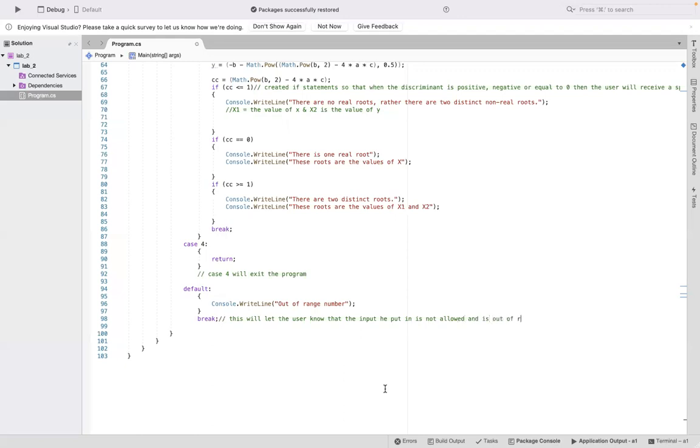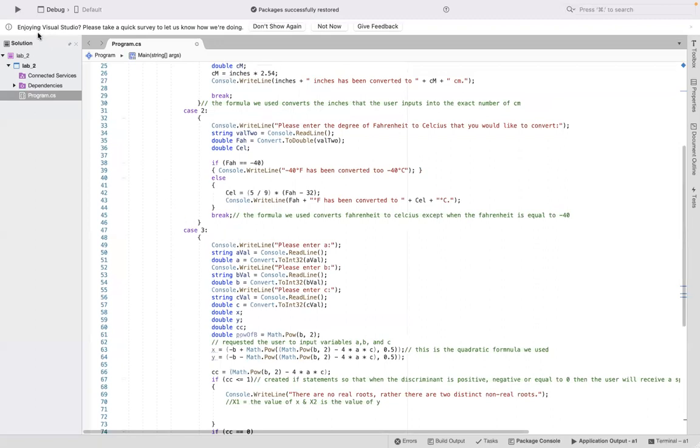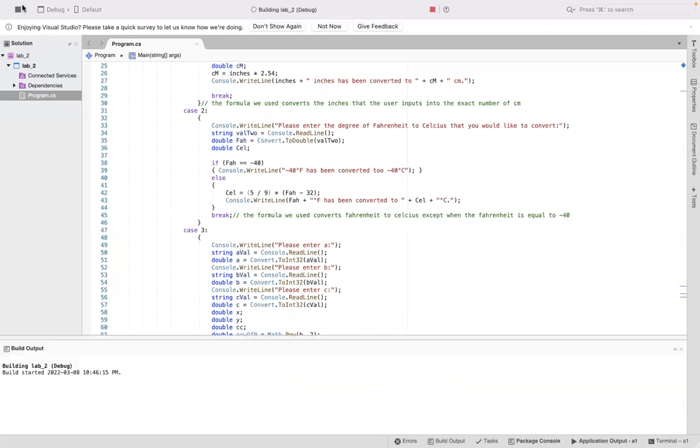All right, should we run it? Yeah, so we should mainly focus on case 3. Just case 3. Case 1 and 3 is good.